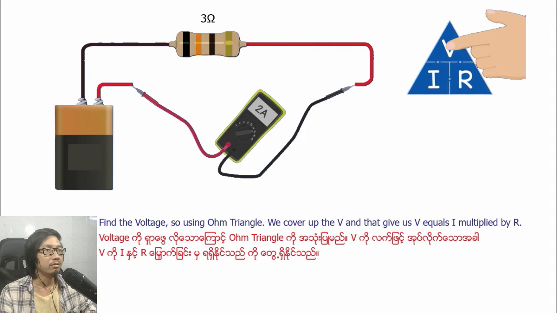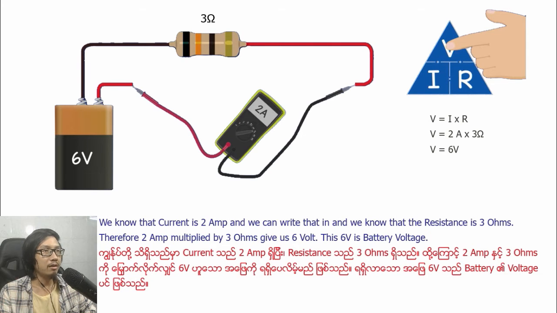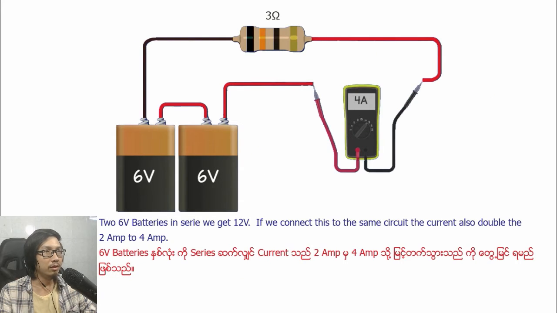Find the voltage. So, using the Ohm Triangle, we cover up the V and that gives us V equal I multiplied by R. We know that current is 2 ampere and we can write that in, and we know that the resistance is 3 ohm. Therefore, 2 ampere multiplied by 3 ohm gives us 6 volt. This 6 volt is the battery voltage. With 2 6 volt batteries in series, we get 12 volt.